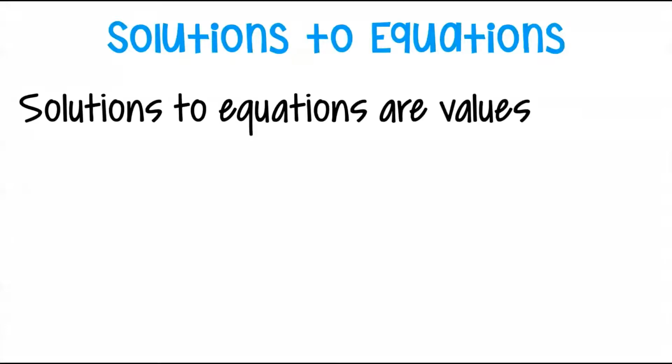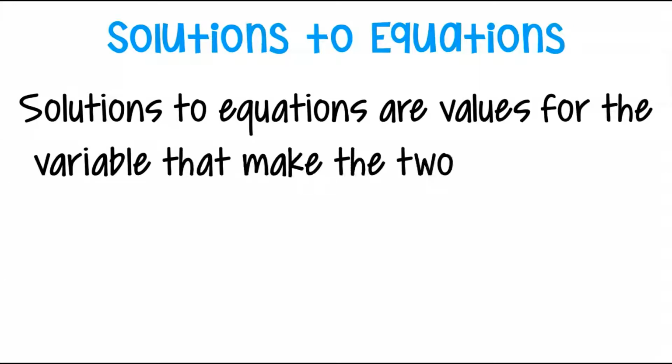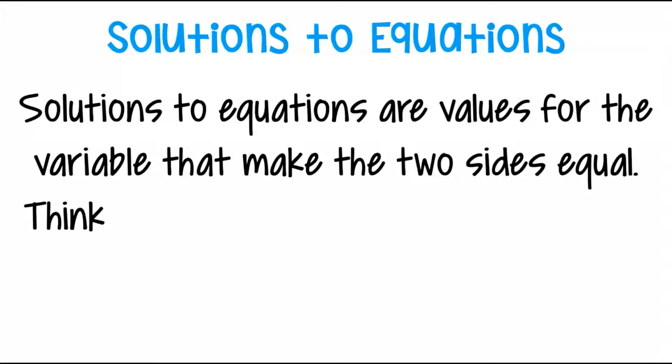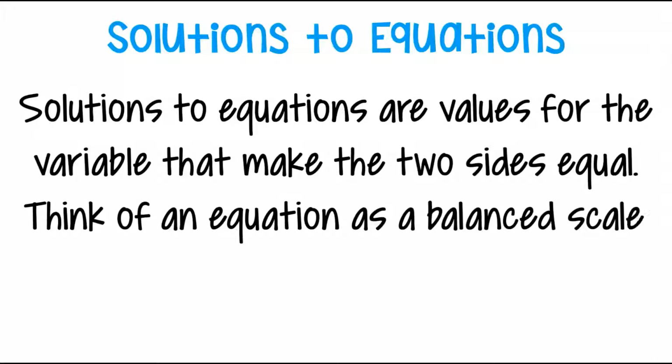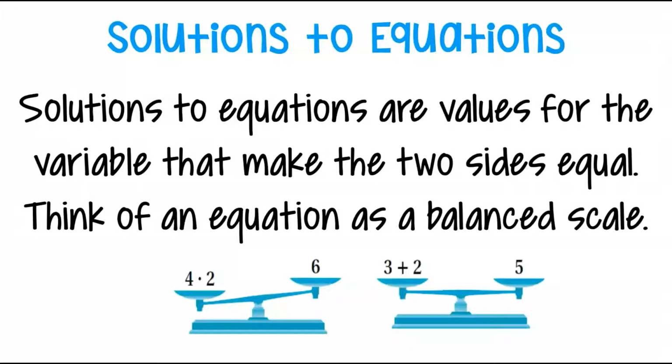Solutions to equations are values for the variable that make the two sides equal. You want to think of an equation as balanced scales, where both sides are equal to the same thing. So take a look at this example here. 4 times 2 should be equal to 6 if this was truly an equation, but since 4 times 2 is equal to 8, and 8 is not equal to 6, this is not an equation because those two sides are not equal. In the second set of scales, we'll see that 3 plus 2 is equal to 5. And so yes, this is an equation because both sides of the scale, both sides of the equation are equal.